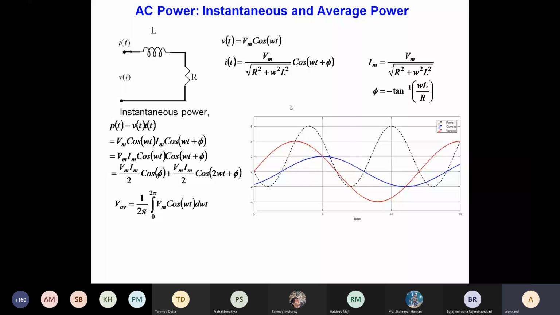So, what is the solution? We do it over half of the cycle. Similarly for the power, we find the average value of the power over half of the cycle.